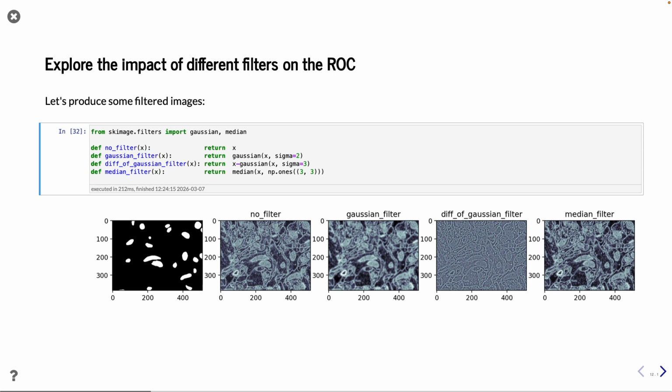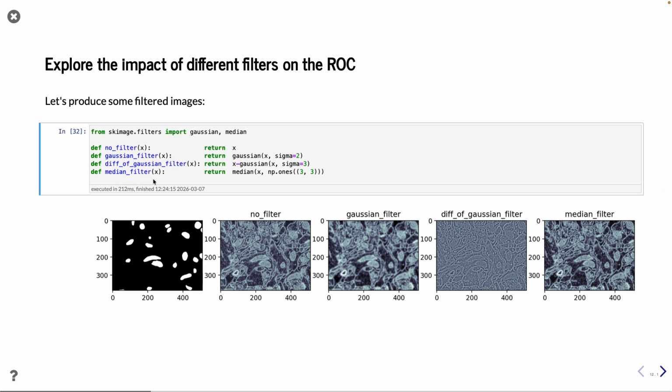To improve it, we have already seen that with filters we can improve the signal-to-noise ratio. So let's throw in a bunch of filters. In this test, I have set up, no filter is the same as we had before. We have a Gaussian filter, we have a difference of Gaussian filter, and we have a median filter.